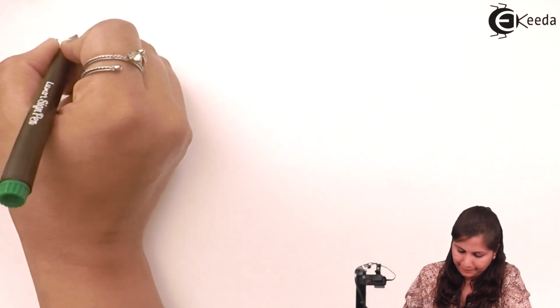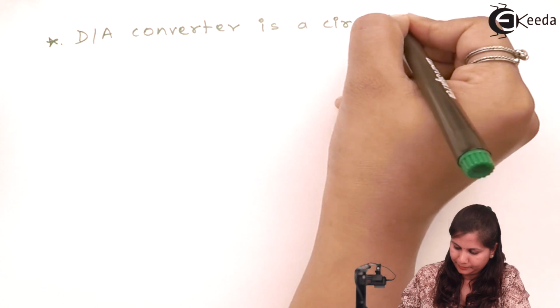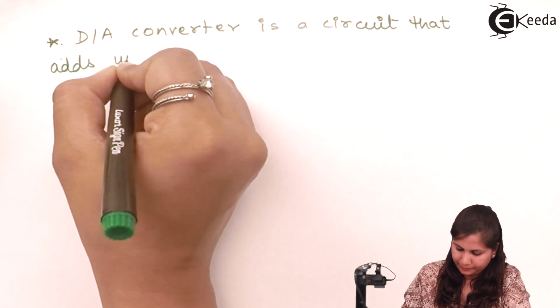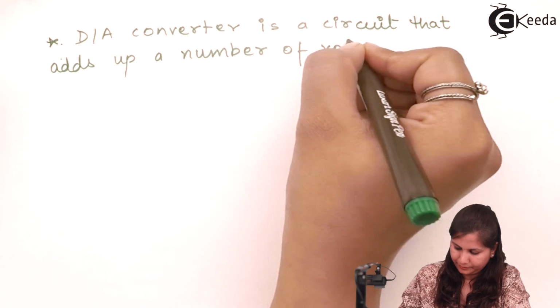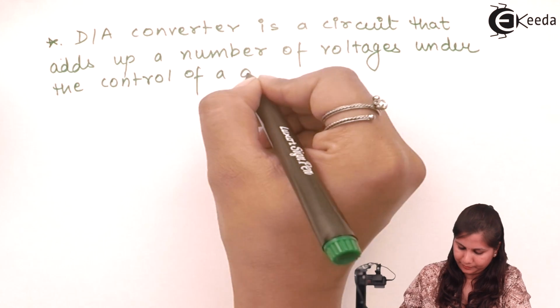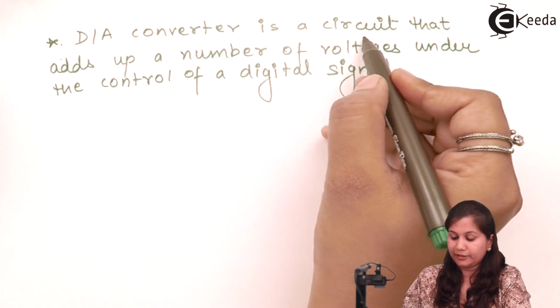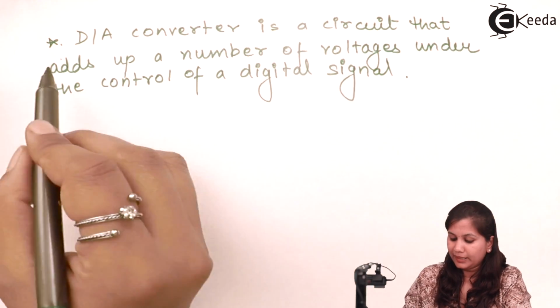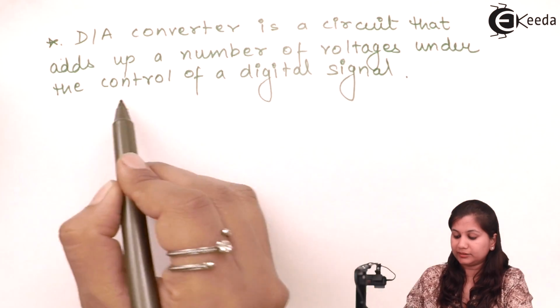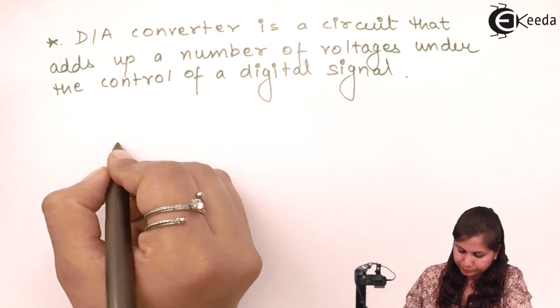So how does the D to A converter convert the signal? A D to A converter is a circuit, in the form of a chip, that adds up a number of voltages under the control of a digital signal. This will be clear to you from this example.